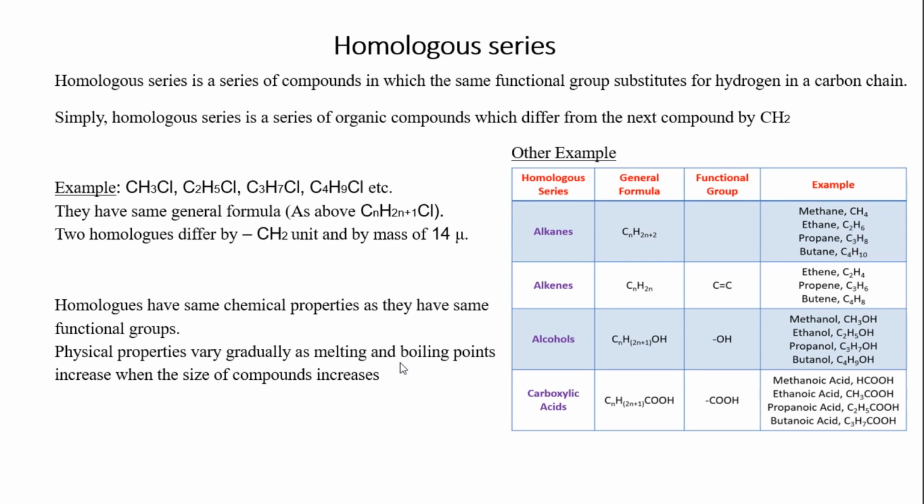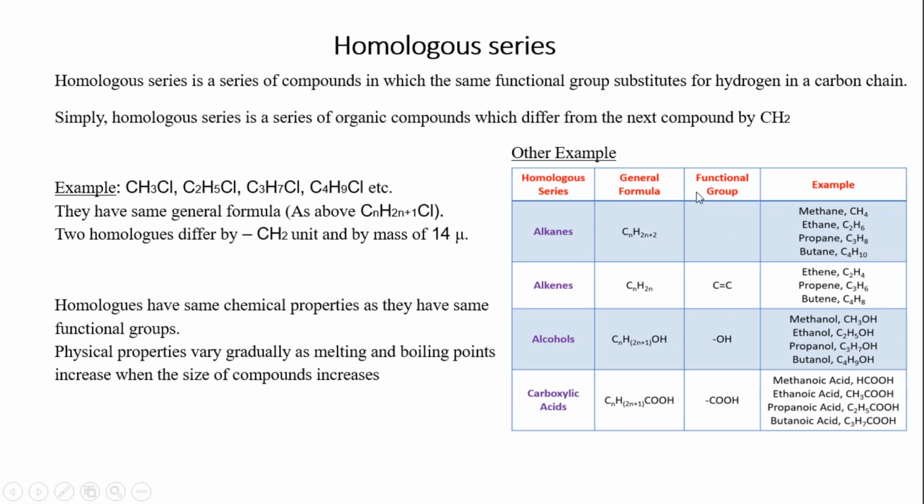So as the size of the compound increases, naturally the melting and boiling point of that particular compound, as you go to higher compounds, will go on increasing. So this basically changes the physical properties. So hence we say that this series has the same chemical properties because of the same functional group, but different physical properties depending on the size of the compound.